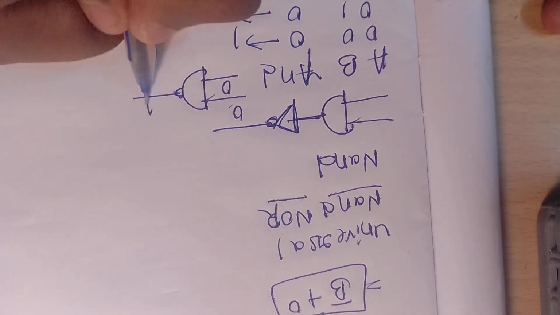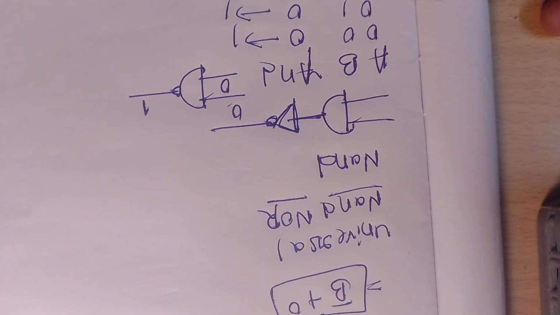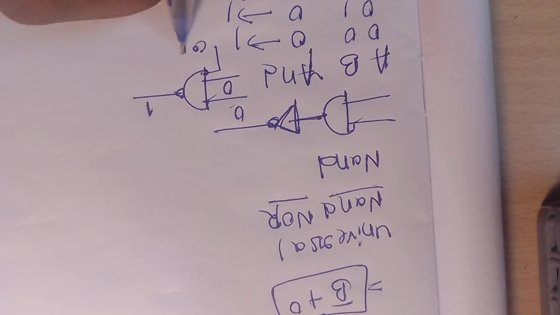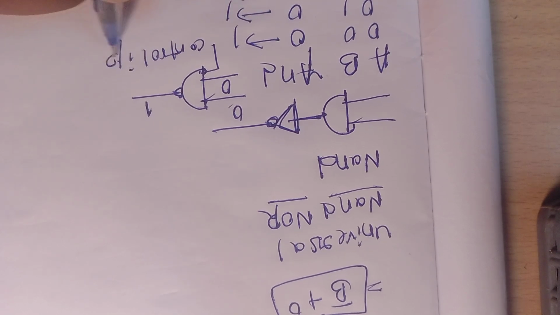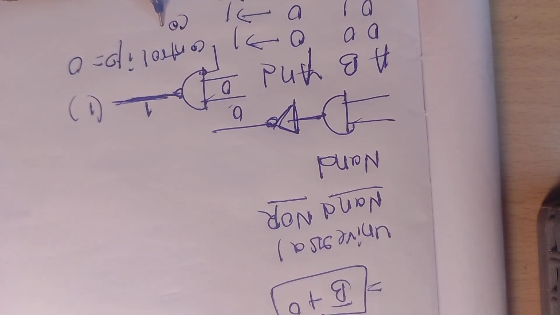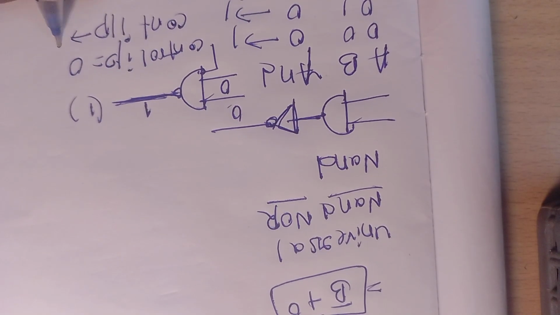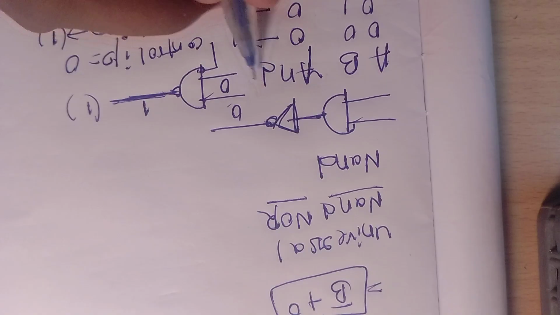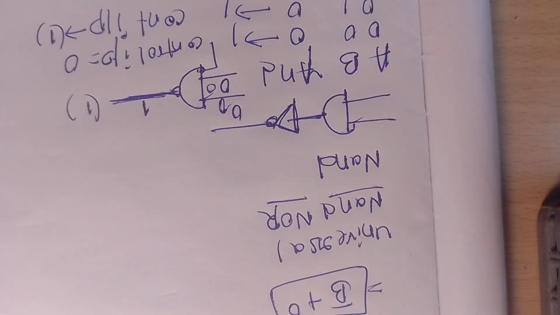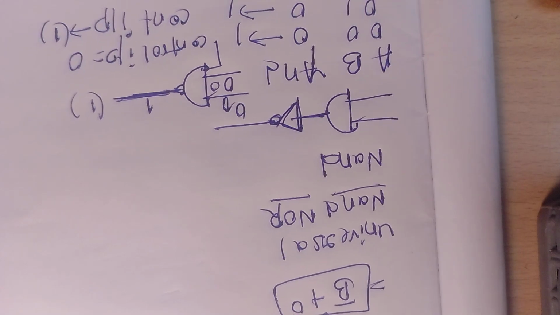If I need to disable the gate, I provide 0 at one of the inputs, and then the output is always 1. If I need to enable the gate, I need to give the control input as 1. So if the control input is 0, by default the output of the gate is 1. If the control input is 1, then based on the other input provided, 0 gives 1 and so on, you get the output. That is nothing but the NAND gate.